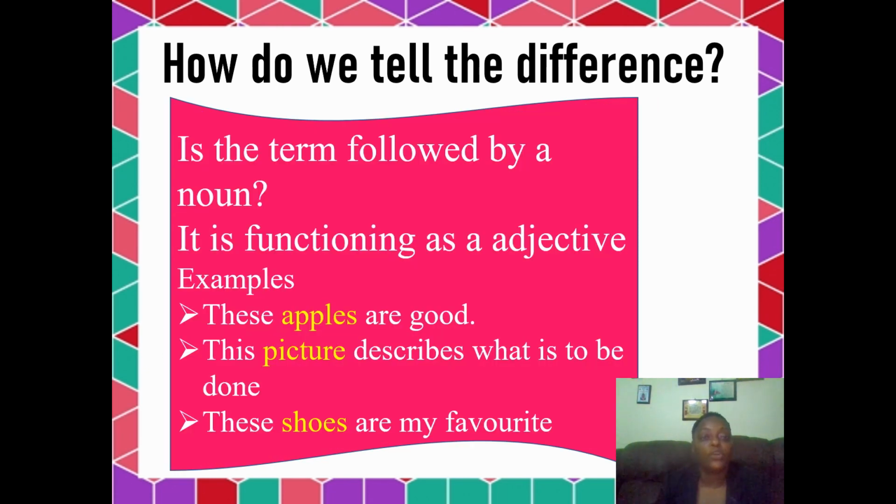If the term is followed by a noun, it is functioning as an adjective. And these are the examples. The nouns following there, you have apples, pitcher, and shoes again. But it actually no longer precedes a verb, it now precedes a noun. So it's giving attribute to the noun. It is demonstrating, it's pointing out the noun. Hence, it is an adjective. It's somewhat modifying the noun.